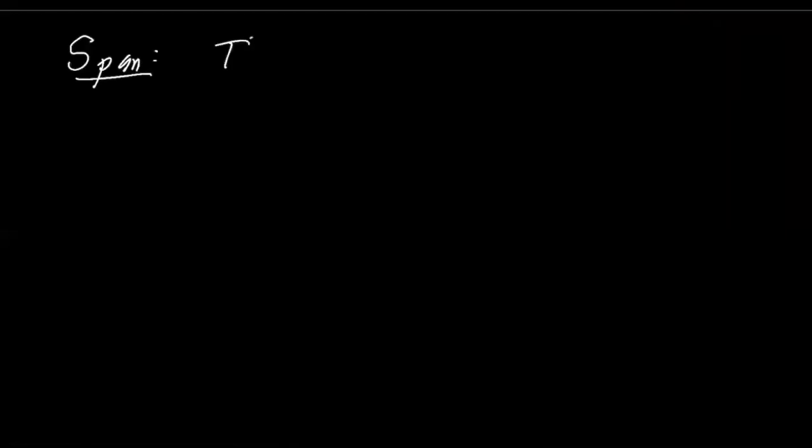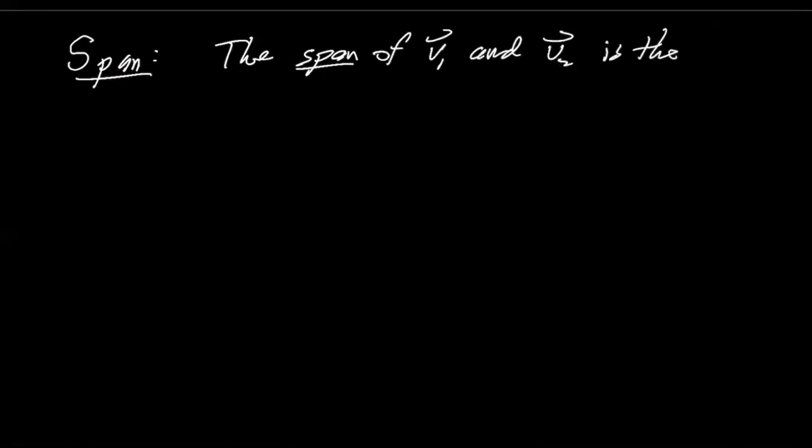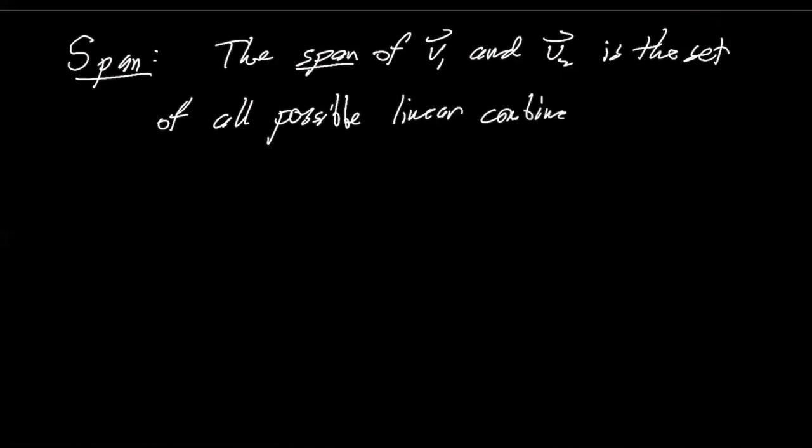So let me turn the paper back to get rid of the grid. Okay, so let me just talk about span for a few minutes. So this is a definition: the span of v1 and v2 is the set of all possible linear combinations of v1 and v2.